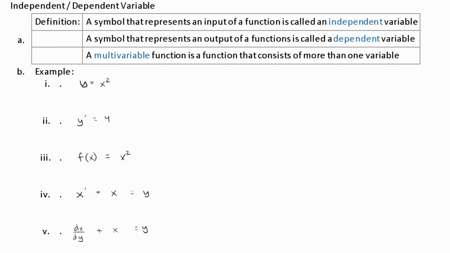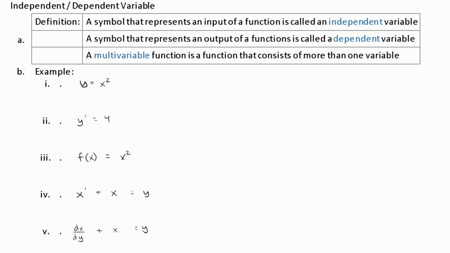For independent and dependent variables, we also have multivariables, but we'll go over that in a second. An independent variable is a symbol that represents an input of a function. A dependent variable is a symbol that represents an output of a function. You can think of the independent as whatever we decide it to be. It's independent of itself, right?